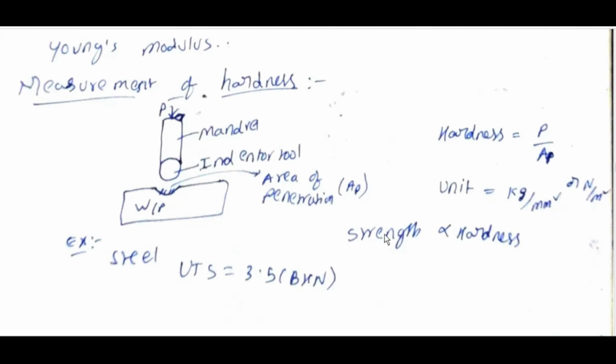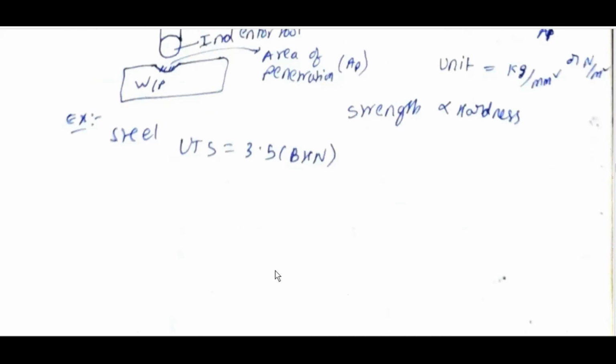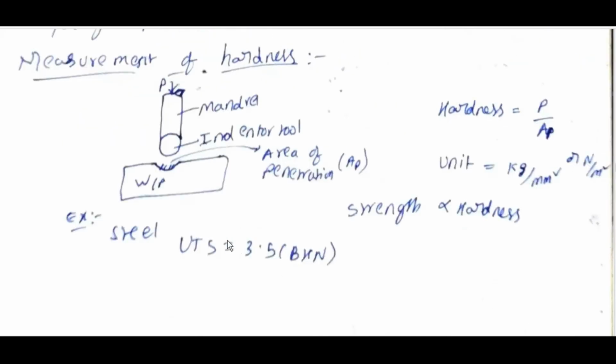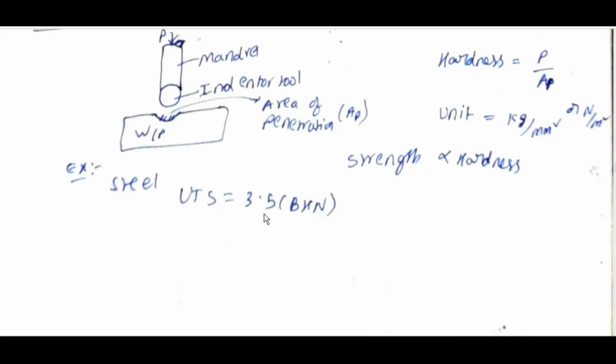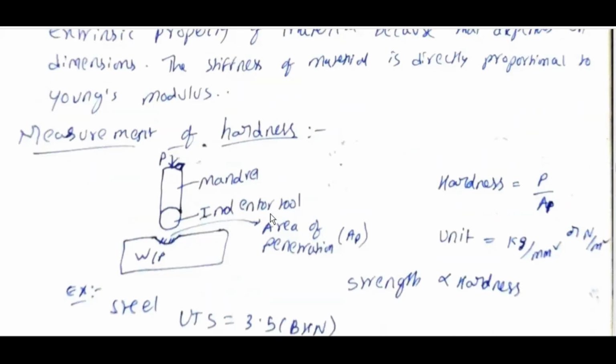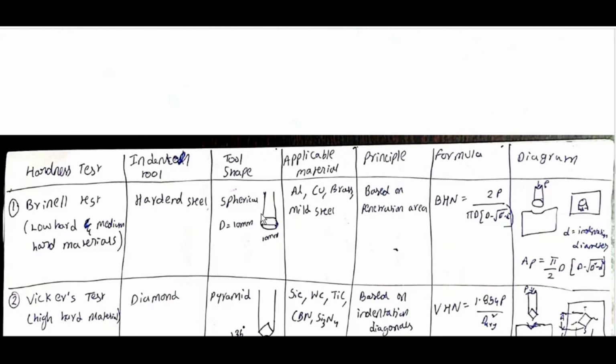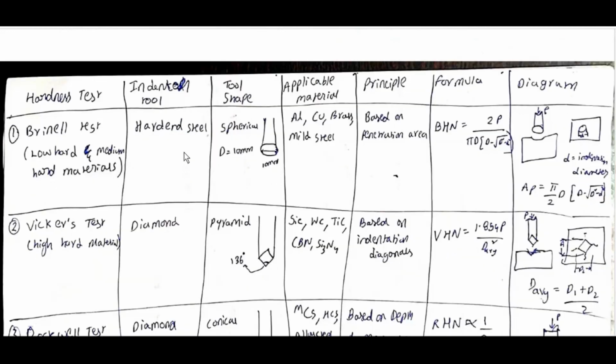Strength is directly proportional to hardness. For steel, UTS, the ultimate tensile strength, is equal to 3.5 BHN. For each hardness test, we should know the indentation tool, tool shape, applicable material, principle, formula, and diagram.